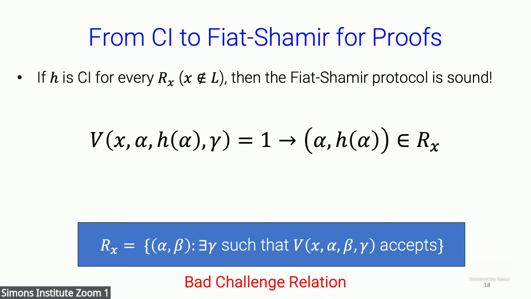And the reason for that is because we have exactly set things up so that if the Fiat-Shamir verifier accepts, so if it accepts a first message alpha, second message hash of alpha, and third message gamma, then it must be the case that the pair alpha comma hash of alpha belongs to the relation because there exists a gamma making the verifier accept.